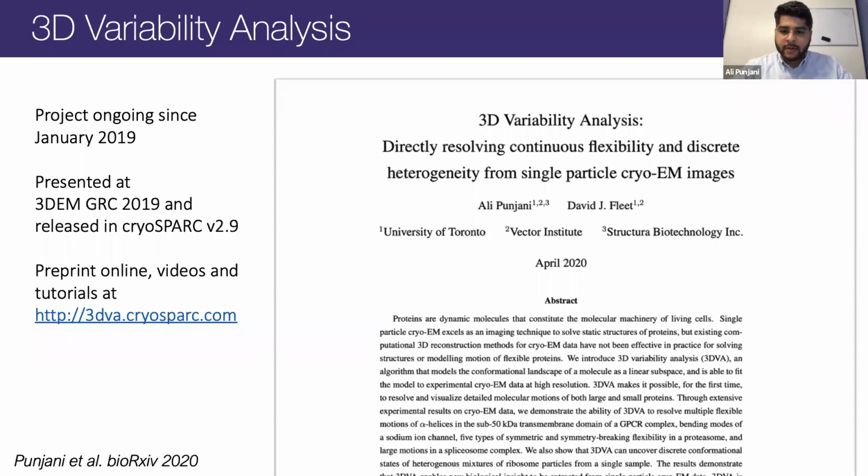We will begin from the fundamentals, but I am assuming that the audience has some familiarity with single particle EM reconstruction, generally speaking. And I'd invite anyone who wants to read more in depth to check out the preprint.